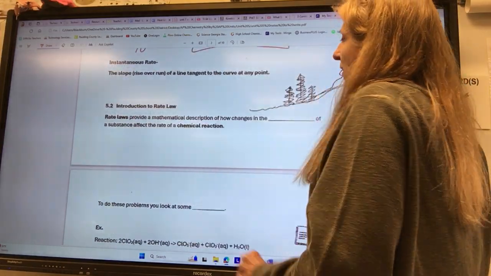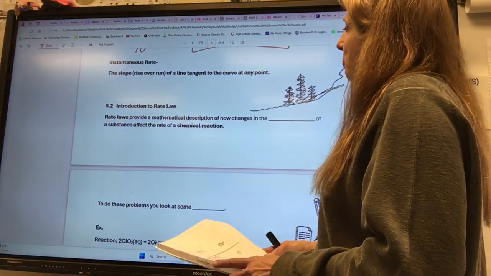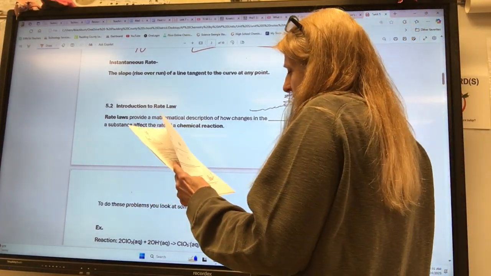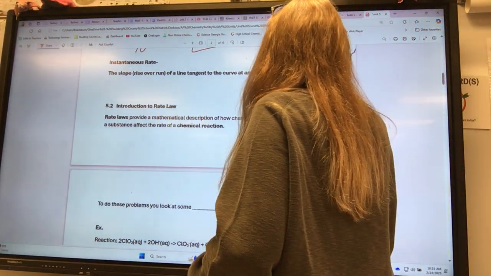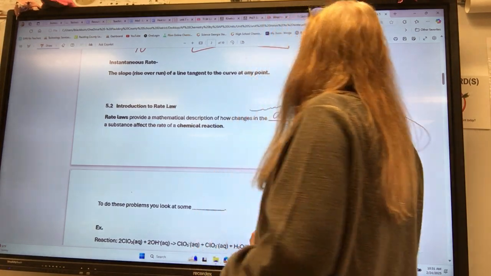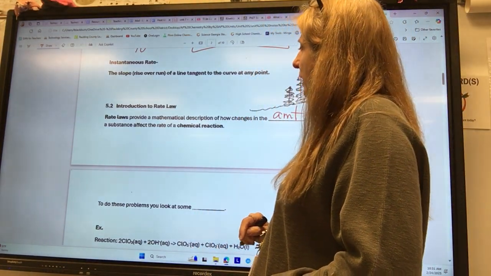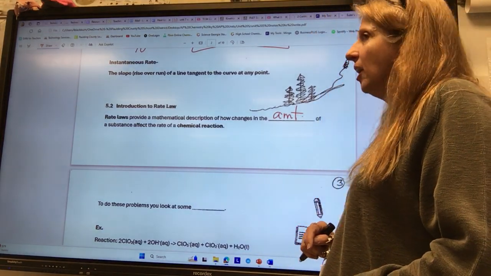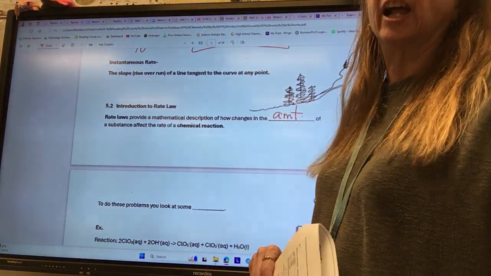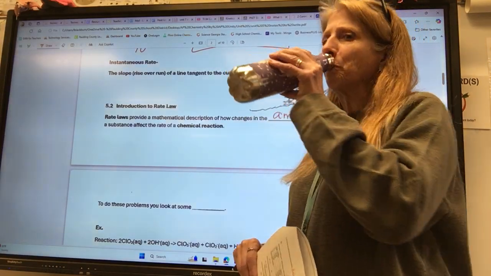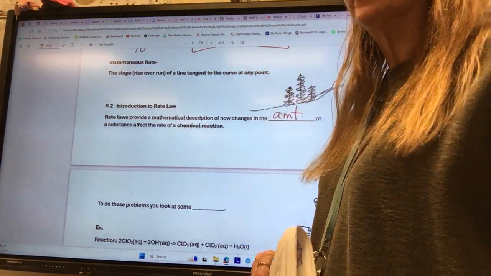Okay, next, introduction to rate law. So rate law provides a mathematical description, a formula kind of thing, of how the changes in the amount, AMT is the chemistry abbreviation for amount, of a substance affect the rate of a chemical reaction. So changes in concentration, how does that affect the rate? And this is where we get to do a little math. Yay!